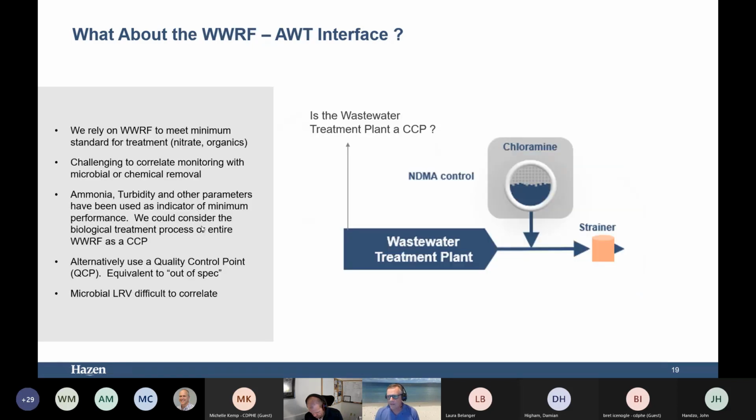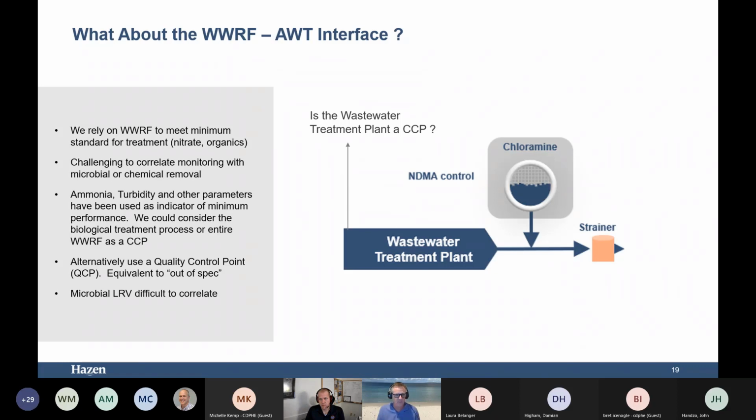One of the other things that we often talk about is when we get to that interface between the wastewater recovery facility or the wastewater treatment plant and the advanced water treatment facility. In some cases, the point at which you move from wastewater treatment to advanced water treatment is clear. Sometimes it's less clear, depending on the treatment processes that you use. But sometimes it becomes a challenge to incorporate the wastewater treatment facility as a critical control point, because what is the monitor that we should be monitoring that gives some correlation of performance for microbial removal and chemical removal?